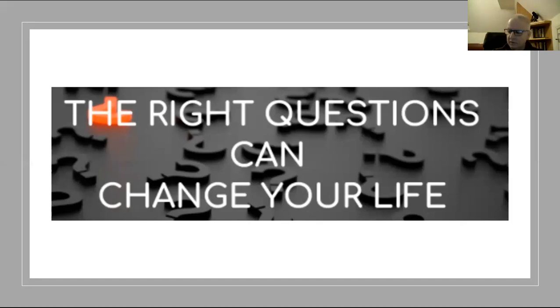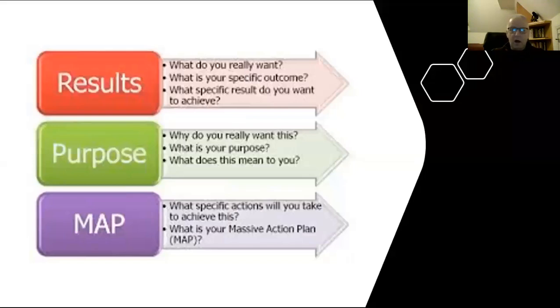But this is going to be fairly simplistic. There's going to be a few questions that we're going to ask. Whenever you're doing anything within reason, you can use these questions. And that's going to be the biggest part of the R.P.M method. Another way of thinking of R.P.M is results, purpose, and your map, your massive action plan. Those are the three questions you're going to ask yourself.